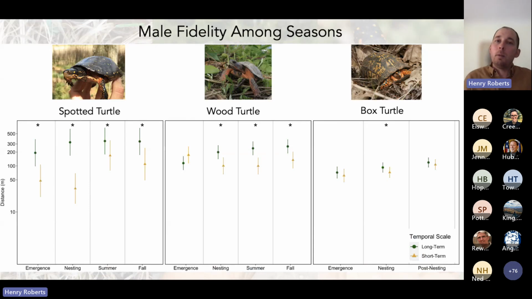But moving on to our male fidelity results for seasons, in contrast to females, we see that there are more statistically significant differences among seasons, suggesting that, particularly for spotted turtle and wood turtle, they're generally showing lower long-term fidelity than females. There's also this interesting, relatively flat pattern across the seasons. They're all similar across the seasons in general, suggesting that, as opposed to females that have this spike in the nesting window, overall there's not as much of a seasonal effect.